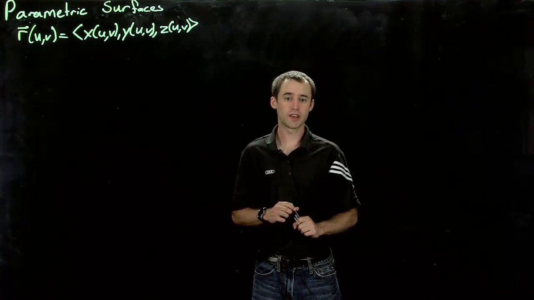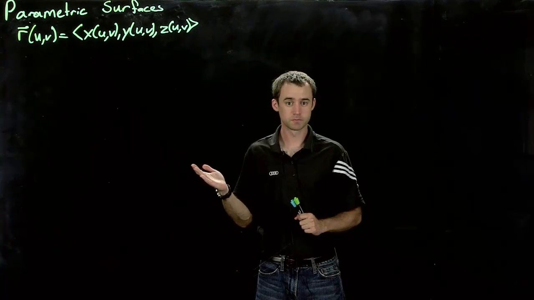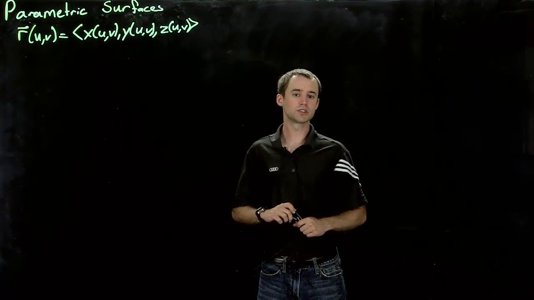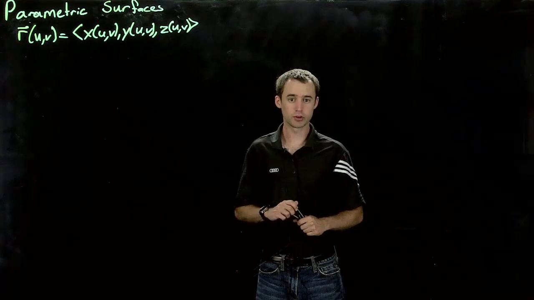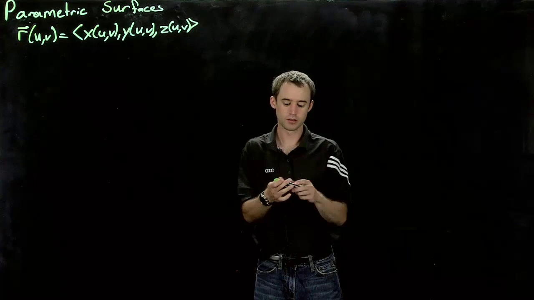Now suppose we'd like to ask the question, how do we find the surface area of one of these parametric surfaces? Well, we can use a technique similar to one we used in Calc 1 for computing integrals. We break it up into little tiny pieces and take that limit. So let's do that.